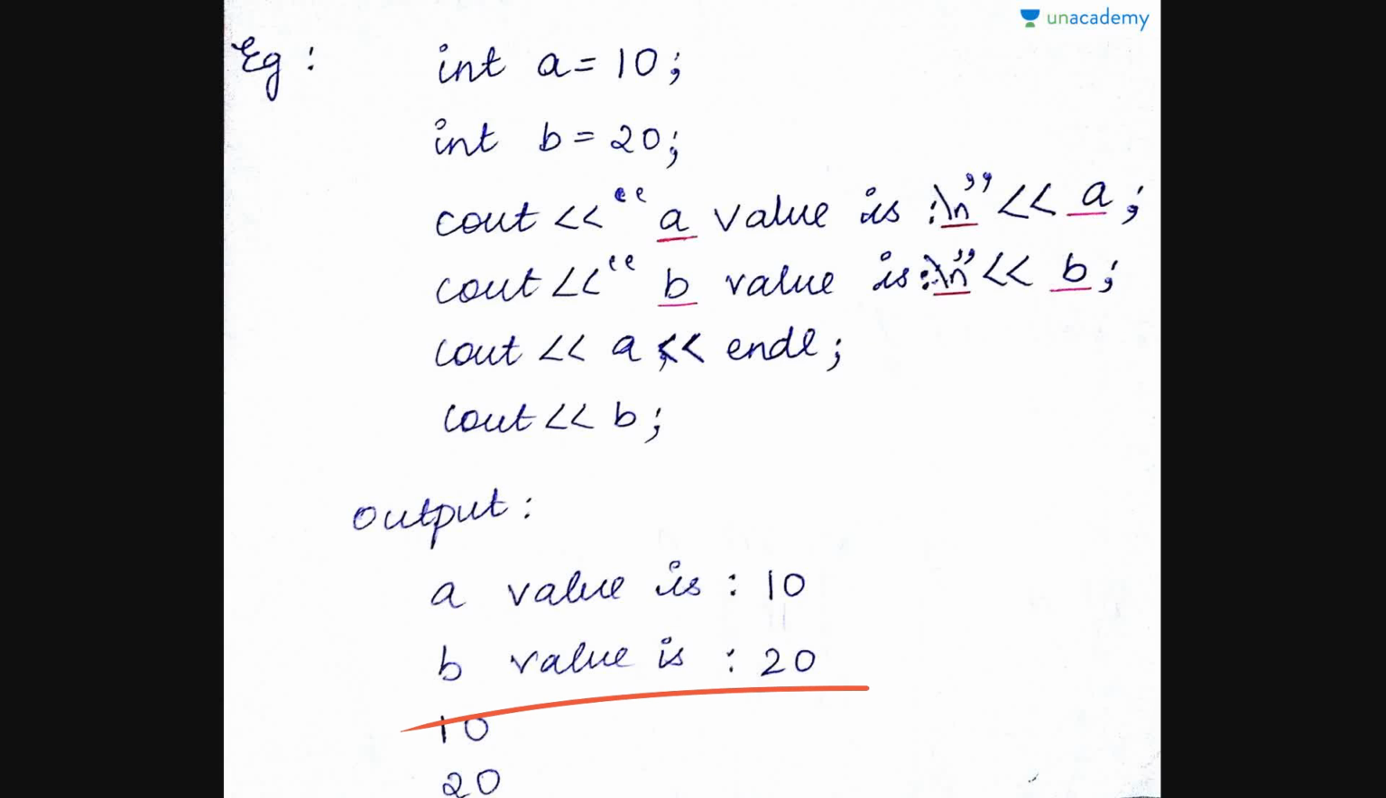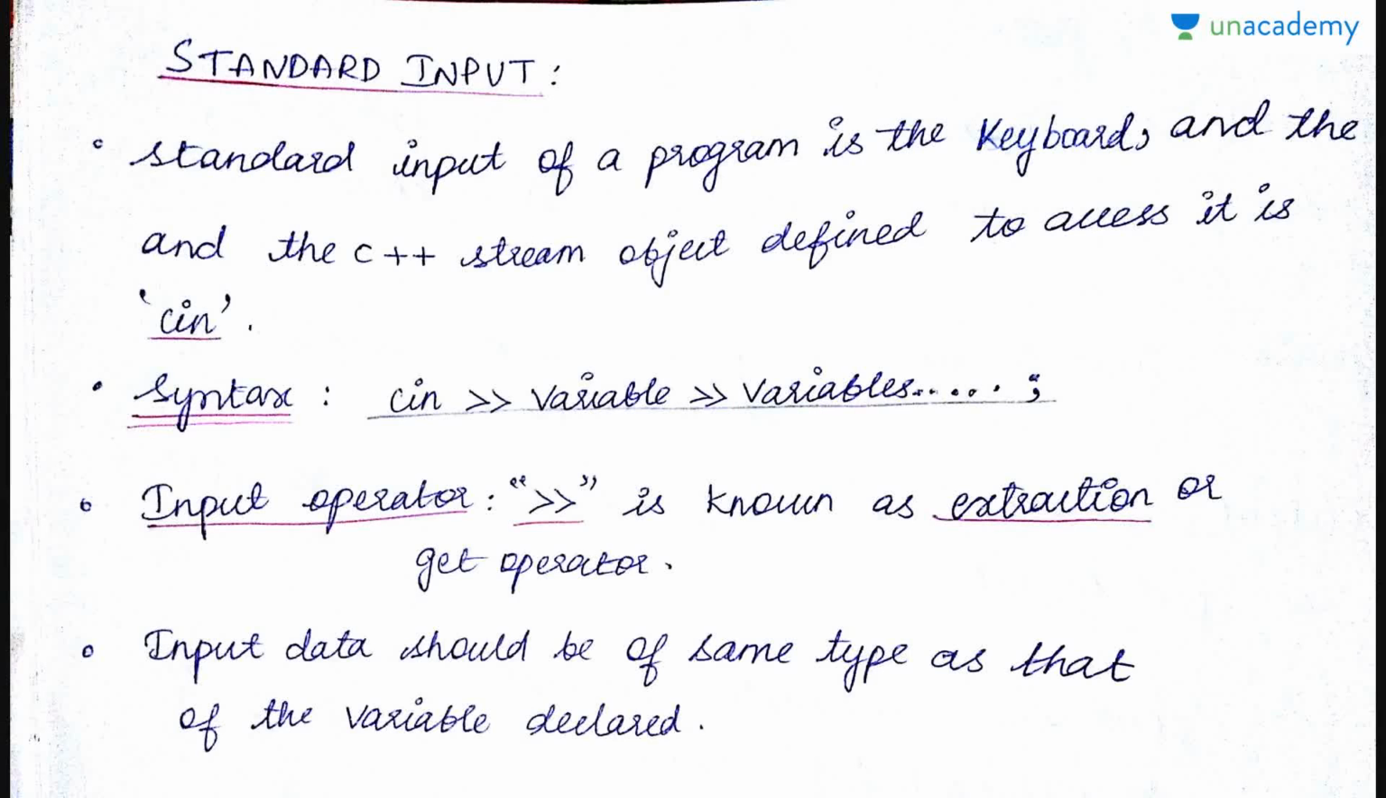And then again we do cout a. Cout a, right? Here only the value of a gets printed, and likewise only the value of b. Another thing to notice: if you're writing a newline character, it should come within the double quotes. If not, if you want to write it just like an expression, then you should use endl.